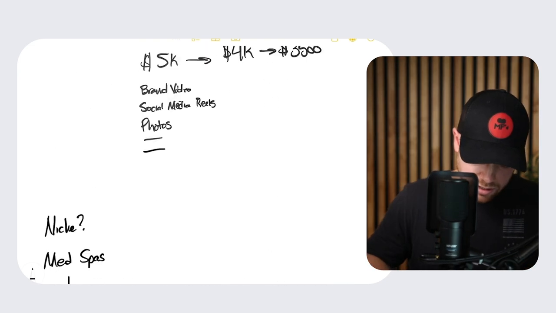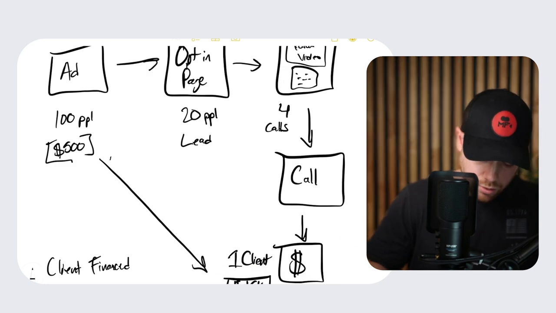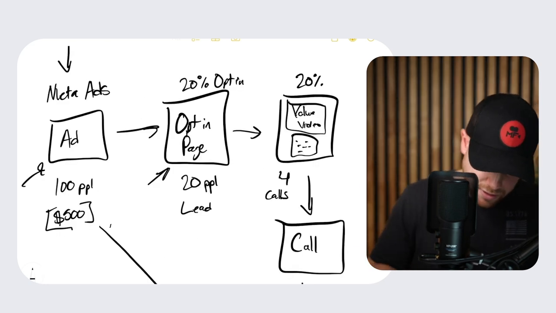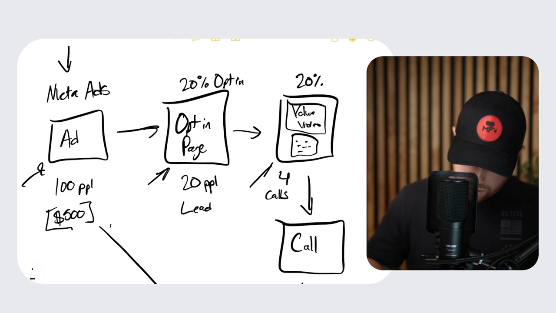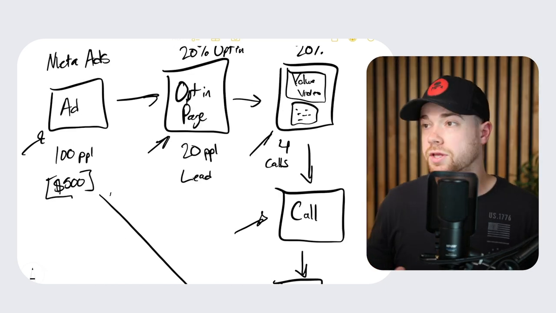And then the leads obviously stack up as you spend more on advertising here. So once you figure out, okay, this ad is working, right? This opt-in page is working. This value video is working. This sales script is working. And this is obviously stuff that we give all of our clients, so then they don't have to figure this stuff out on their own.